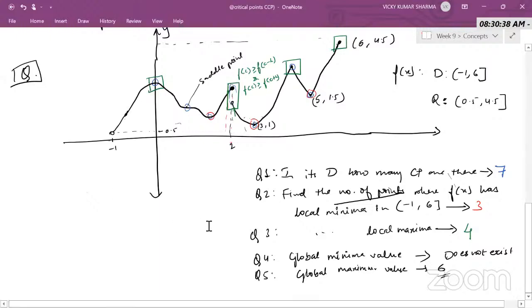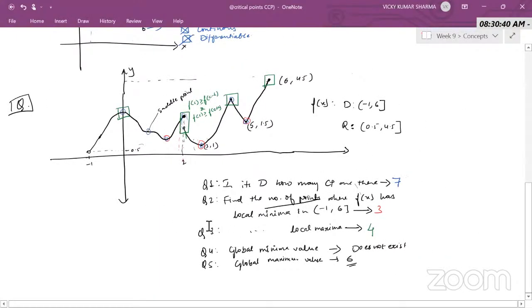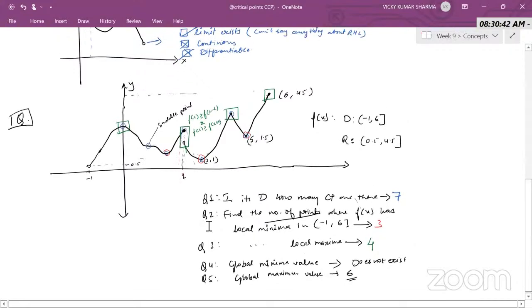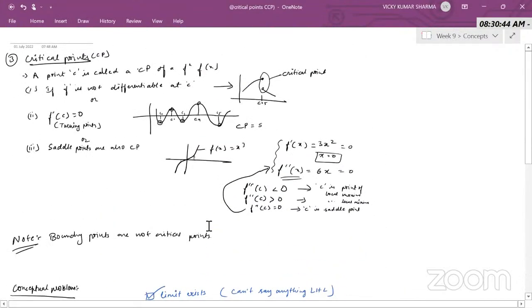Okay, so now we discussed more about these critical points and all that, right? Global maximum is 4.5. I have a question. We define that it is a global minimum or maximum.